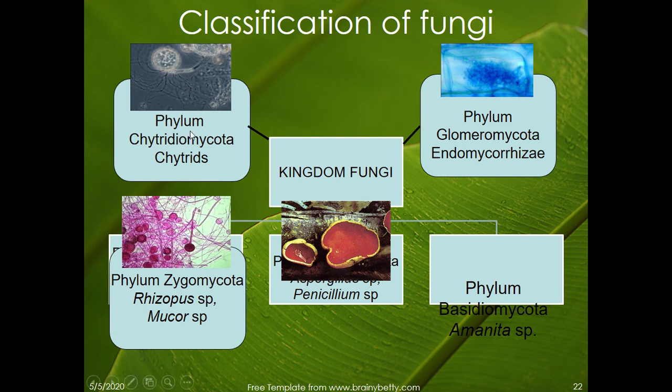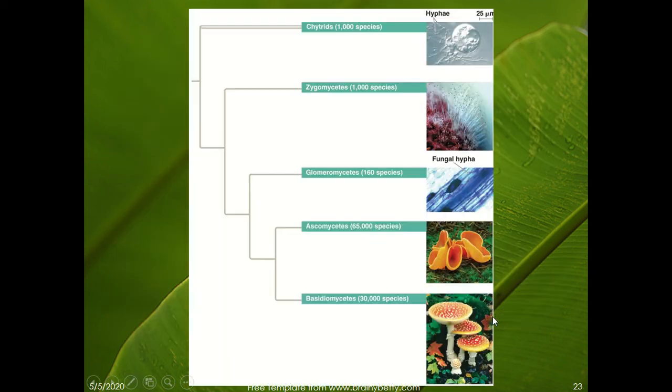First, we have phylum Chytridiomycota. The second is phylum Glomeromycota, with endomycorrhizae as the example. The third is phylum Zygomycota, and then phylum Ascomycota, and the last is phylum Basidiomycota.